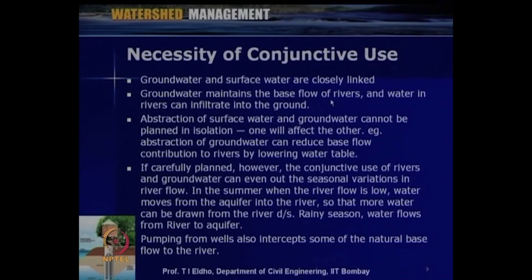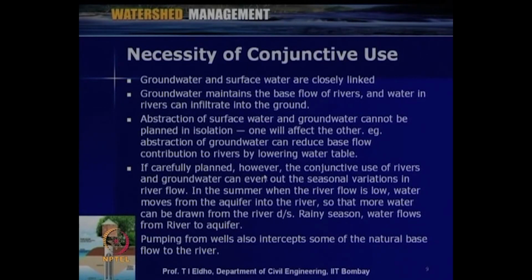Groundwater maintains the base flow of rivers, and water in rivers can infiltrate into the ground. So, that way we cannot separate them. Abstraction of surface water and groundwater cannot be planned in isolation. As we discussed, there is interaction between aquifer and stream, or river. When we extract water from the aquifer, the other source will be affected, or when we over-extract surface water, there will be an effect on the groundwater. So, one will affect the other. For example, abstraction of groundwater can reduce base flow contribution to rivers by lowering the water table. That is why we have to go for conjunctive use.